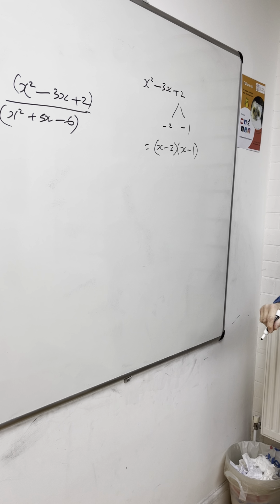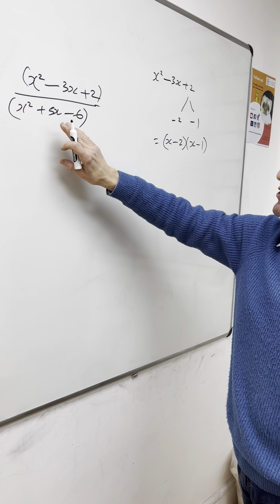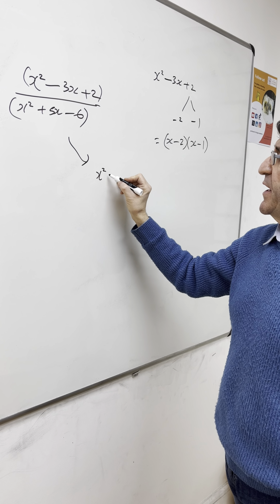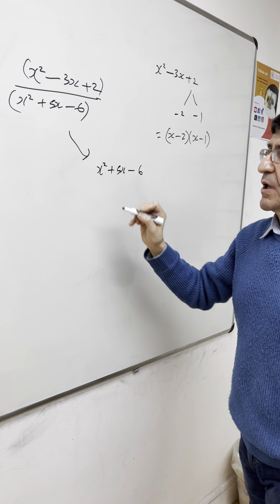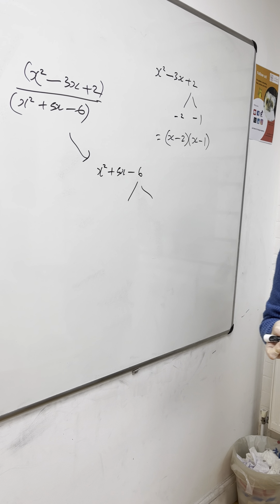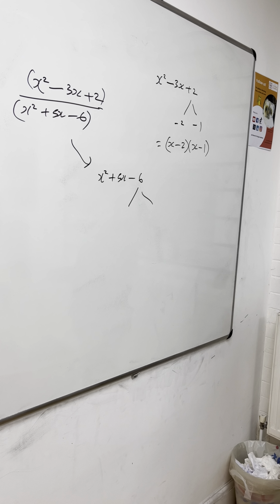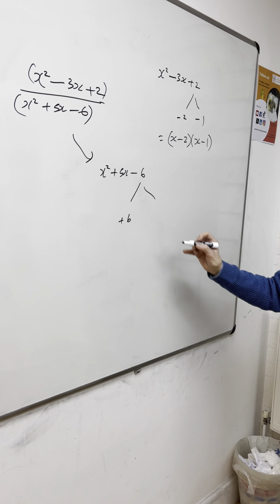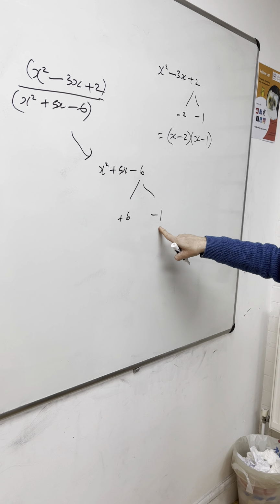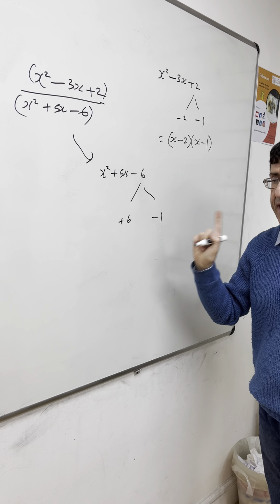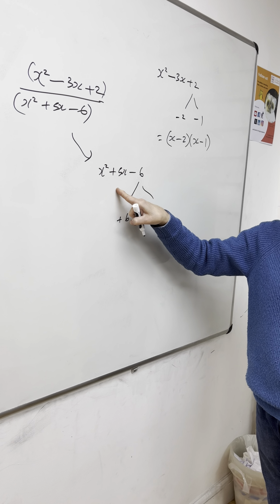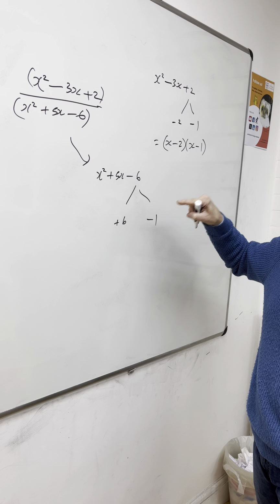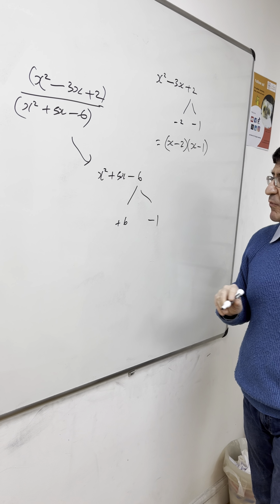Now, if we look at the second expression, we'll proceed in the same way. Look at the factors of the last term, which is minus 6. So we've got plus 6 and minus 1, because plus 6 times minus 1 is minus 6. But we need those factors that when added will give you the middle coefficient, which is plus 5. So we find the factors of the last term, and then those factors that when added will give you the middle term.